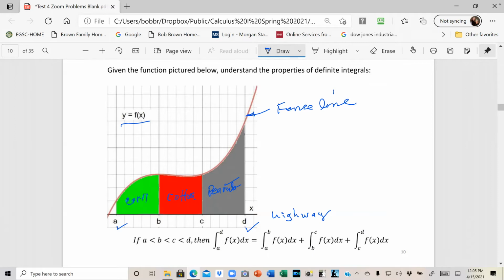And if you wanted to know the total acreage that you got for all three of your crops, it would be the integral from a to d of f of x dx, which would equal the integral from a to b of f of x dx. That would be your corn. The integral from b to c would be your cotton. And the integral of f of x from c to d would be your peanuts.